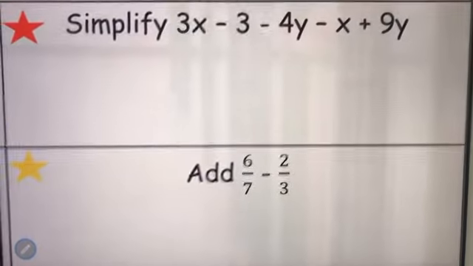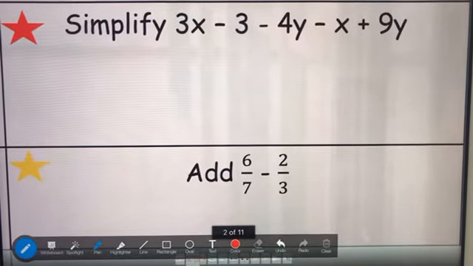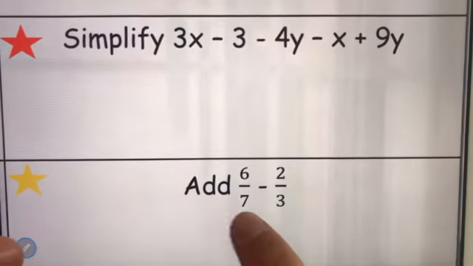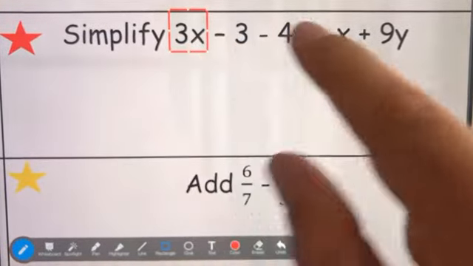Just going to whiz through these now, guys, so we can move on. 3x take away 3, take away 4y, take away x plus 9y. Just pick some shapes. It's up to you how you do them, totally your choice. Pick some shapes to go around each one. I'm going to go a red rectangle for the x's.